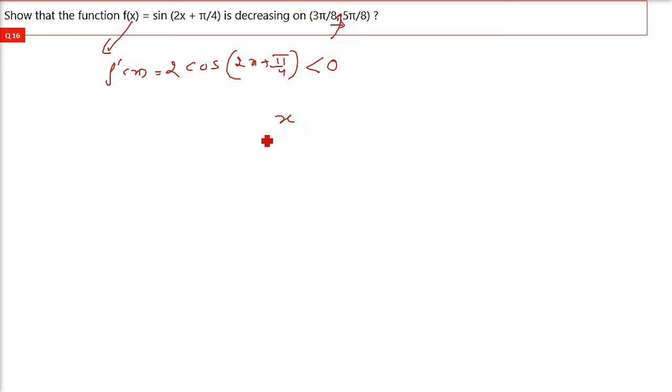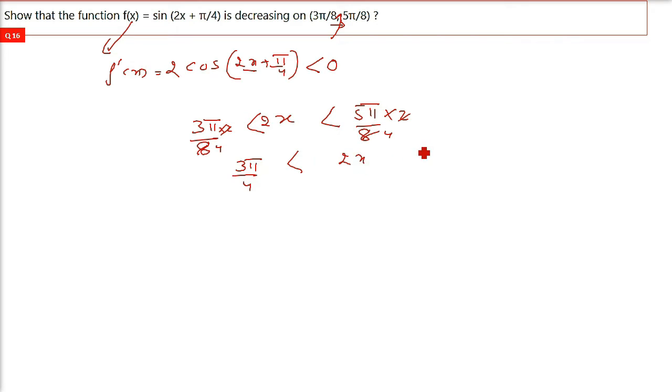And x is in between 3 pi by 8 and 5 pi by 8. So let us write this. x is between 3 pi by 8 and 5 pi by 8. Now try making it 2x plus pi by 4. For that we have to multiply both sides by 2. I'm multiplying both sides by 2. What do you get? 2 4s 8, so you get 3 pi by 4 on the left and 5 pi by 4 on the right. So now 2x is in between 3 pi by 4 and 5 pi by 4.